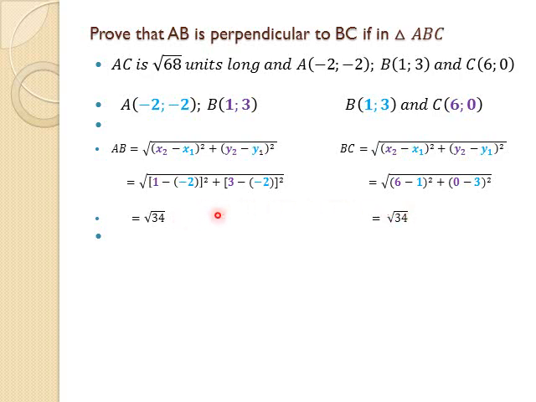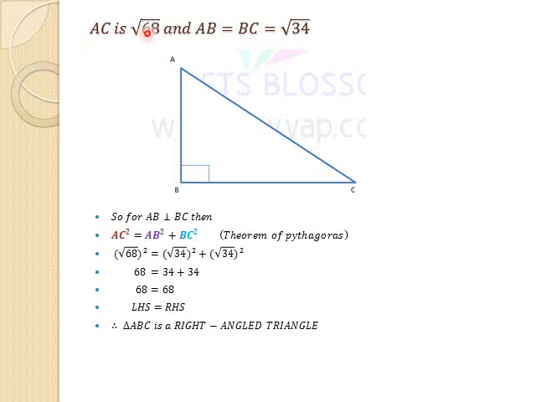So now that I have the length of those two, now I can go about proving whether they are perpendicular or not. Right, so AC is square root 68, AB equals BC equals square root 34. So AC there, because it's the biggest value, square root 68, AC will be associated with the hypotenuse, and square root 34 with those two sides. So for AB to be perpendicular to BC, according to the theorem of Pythagoras, AC squared must equal AB squared plus BC squared.